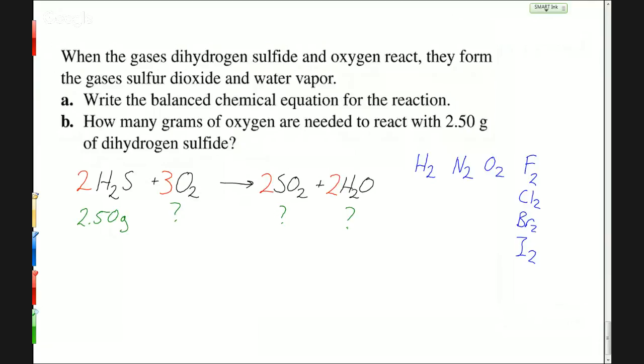Well, you have to set up this kind of a plan. So you start with 2.5 grams of H2S. You use the molar mass here, so H2S, moles of H2S, and moles of H2S to moles of O2, and moles of O2 to grams of O2. So first, grams to moles, then moles of H2S to moles of O2, then moles of O2 to grams of O2.